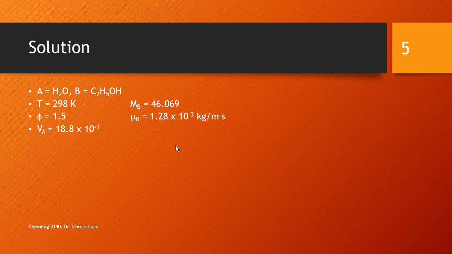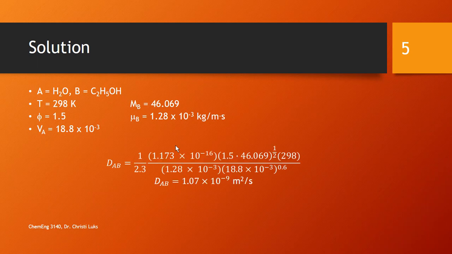Now, there is a data table in the appendix of our textbook that you can use, but you can also find this data all sorts of other places. And then that molar volume for this is 18.8 times 10 to the minus 3. If I substitute that into the equation, I end up with this expression here, and then because A is water, I have to divide by 2.3. And so my final answer is 1.07 times 10 to the minus 9th meters squared per second.